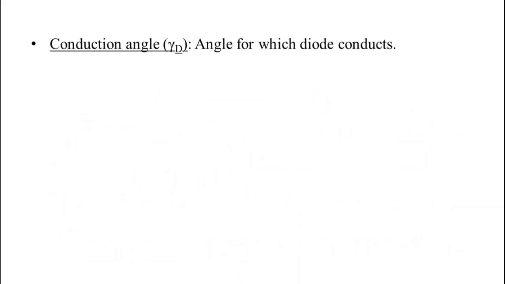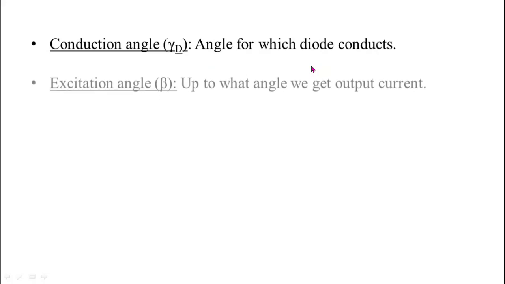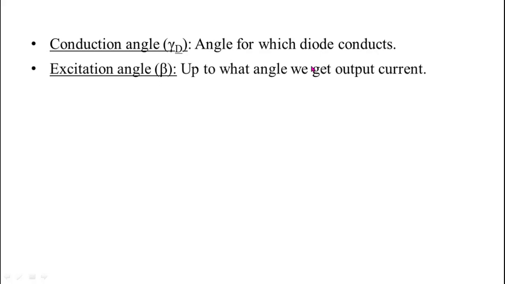So before starting, let's have a look at the basic definitions associated with any rectifier circuit. First is conduction angle, that is gamma d. This is the angle for which the diode conducts, or it is the angle for which the diode acts as a short circuit. Next is excitation angle beta. Beta is the angle up to which we get output current.